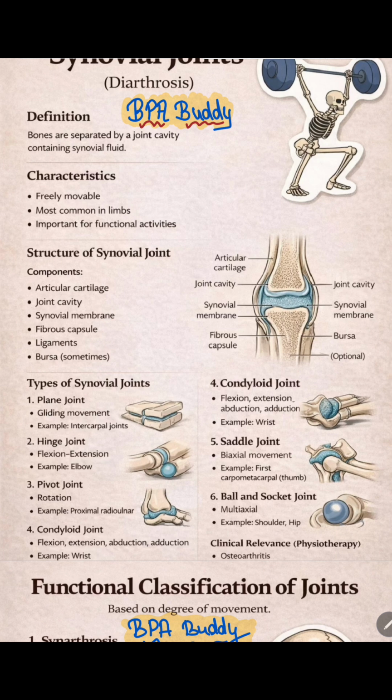Then comes the pivot joint, which helps in rotation, for example the proximal radioulnar joint. Then comes the condyloid joint, which allows flexion, extension, abduction and adduction, for example the wrist. Then comes the saddle joint, which provides biaxial movement, for example the first carpometacarpal joint, which is the thumb. Then the ball and socket joint, which is multi-axial, for example the shoulder and hip.